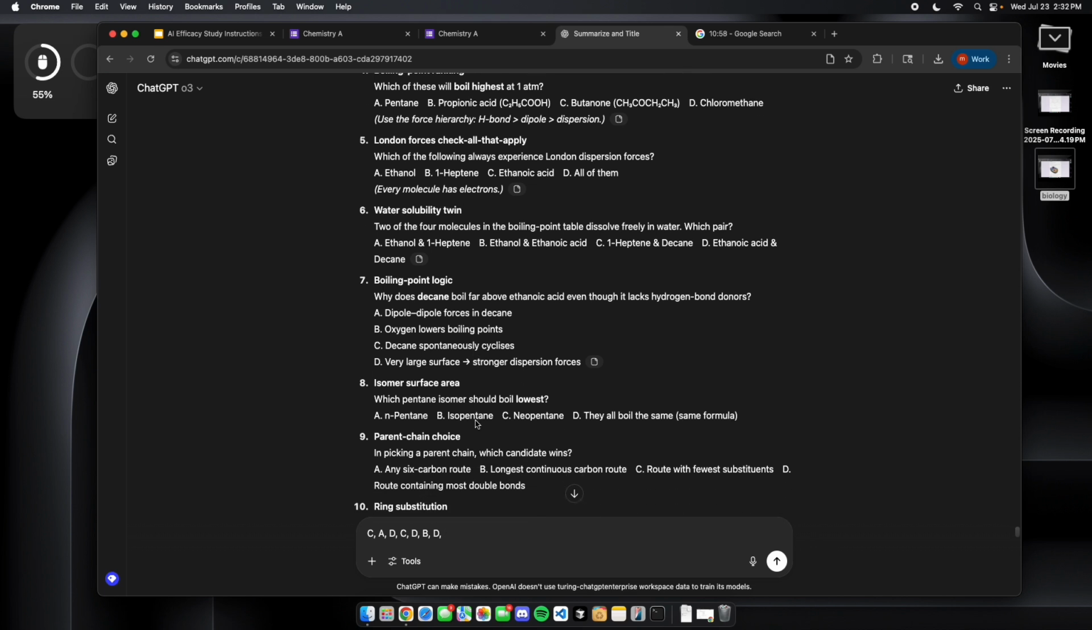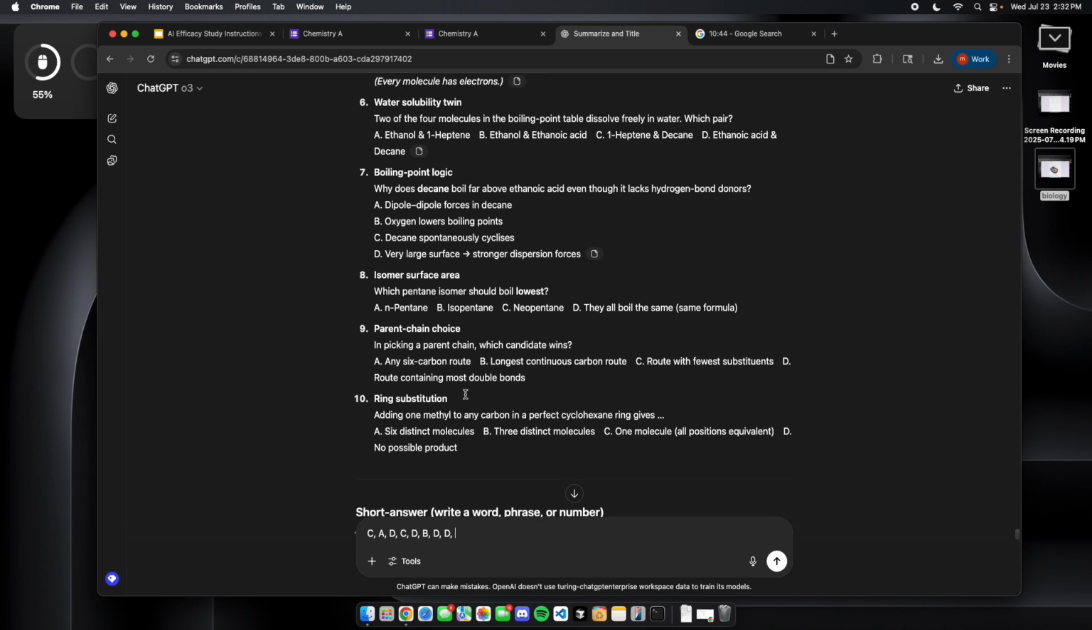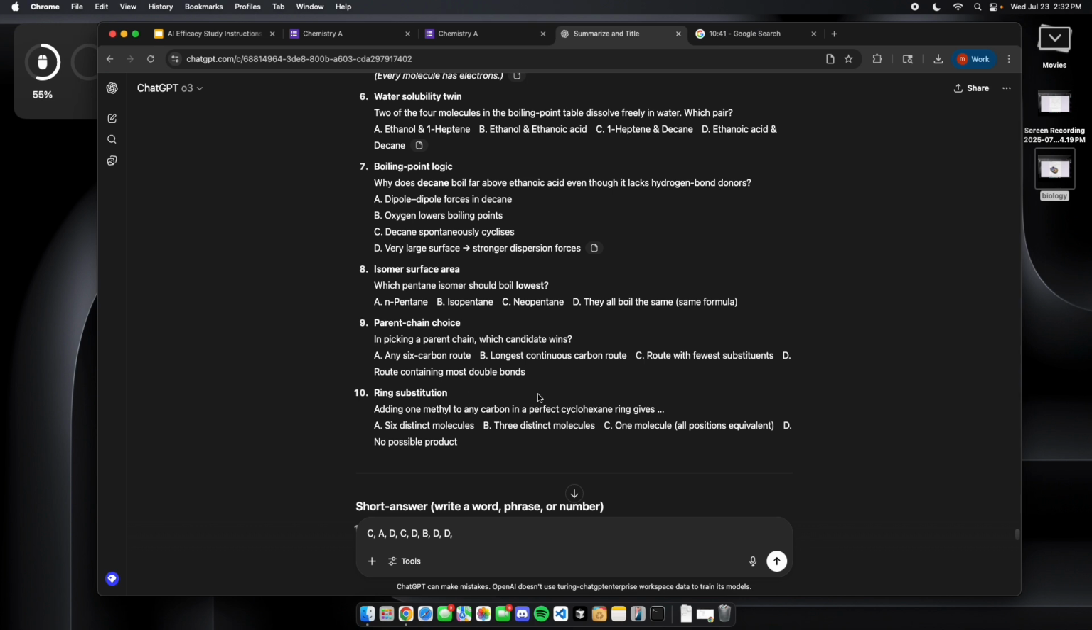Isomer surface area. Which pentane isomer should boil lowest? Can't really answer this one, but I'm going to assume that they're all the same. Parent chain choice. In picking a parent chain, which candidate wins? Any 6 carbon route, longest continuous carbon route with fewest substituents. Oh, it's the longest carbon route, it should be.